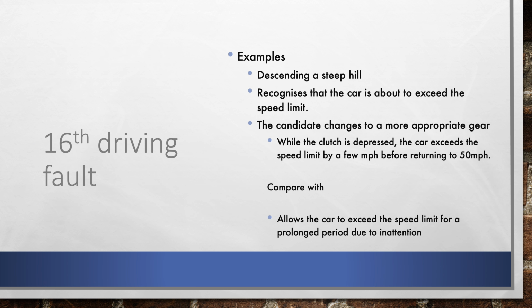Here's an example. We're driving down a steep hill. The candidate recognises that the car is about to exceed the speed limit because of the hill, and the candidate changes to a more appropriate gear. So they change from 5th gear down to 4th gear. Now, while the clutch is down, the car exceeds the speed limit by a few miles an hour before returning to 50 miles an hour when they bring the clutch back up in 4th gear. Now compare that to allowing the car to exceed the speed limit for a prolonged period because they simply hadn't noticed that they were doing 53 or 54 miles an hour.